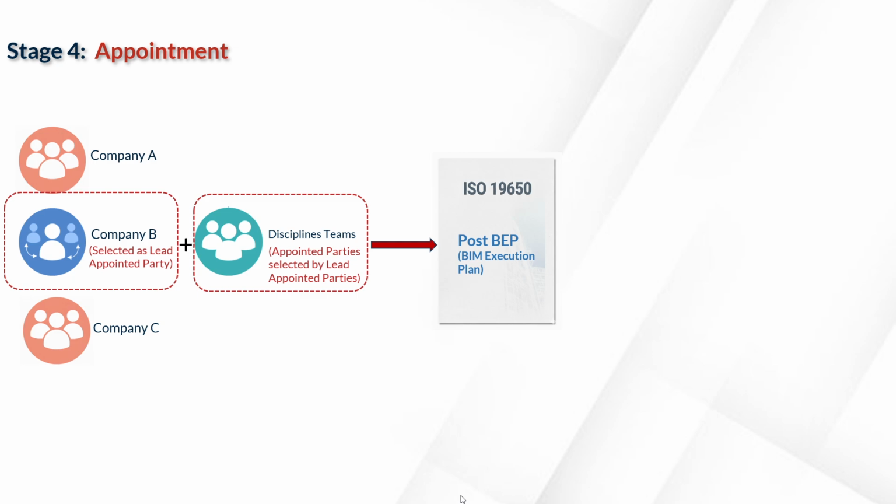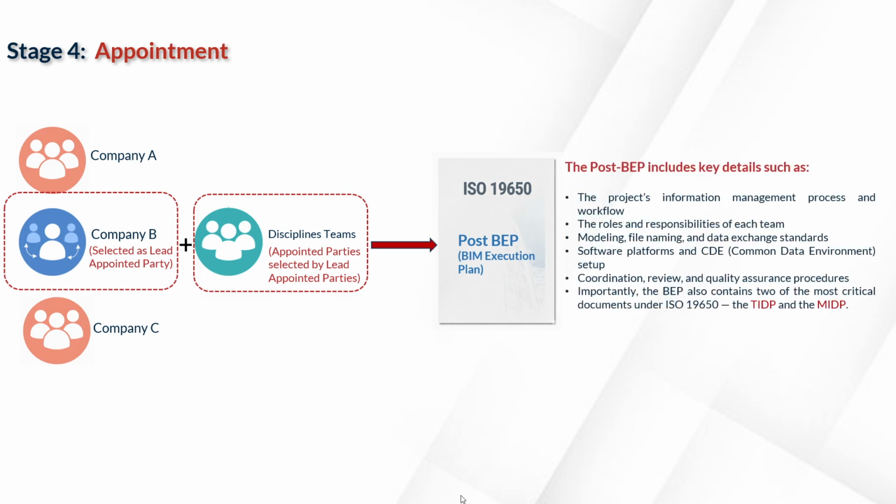project. The BEP includes key details such as the project information management process and workflow, the roles and responsibilities of each team, modeling, file naming, and data exchange standards, software platforms, and the common data environment setup, coordination, review, quality assurance procedures, and most importantly, the BEP also contains two of the most critical documents under ISO 19650, that is the TIDP and the MIDP.